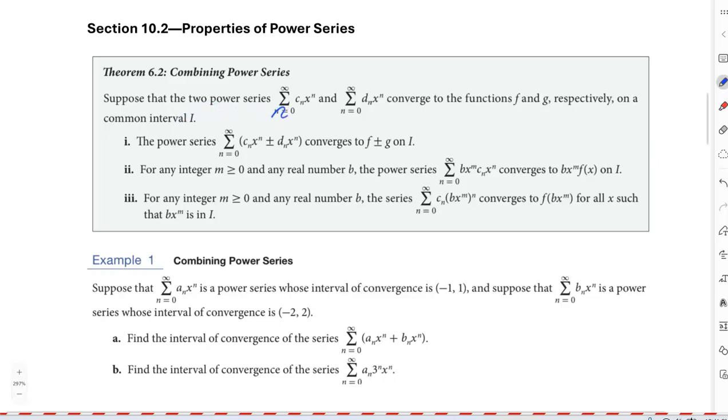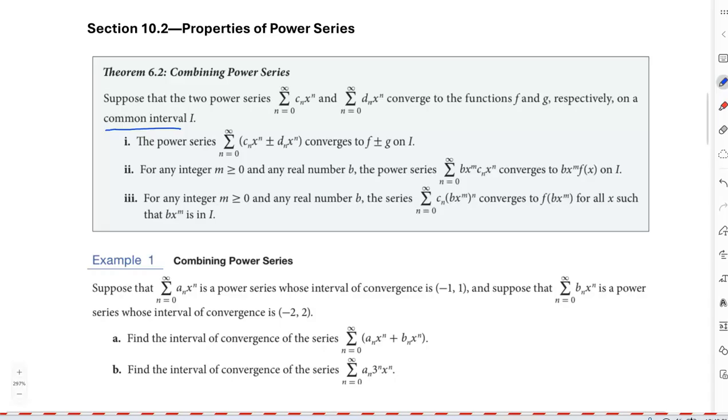Suppose that the two power series, the sum from n equals 0 to infinity of c sub n x to the n and the sum from n equals 0 to infinity of d sub n x to the n converge to the functions f and g respectively on a common interval I. Notice the common interval there. Then three things are going to result.